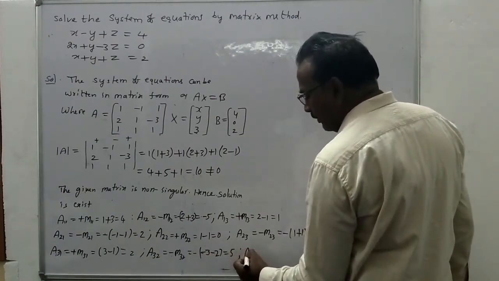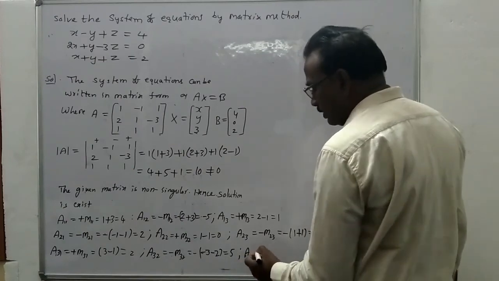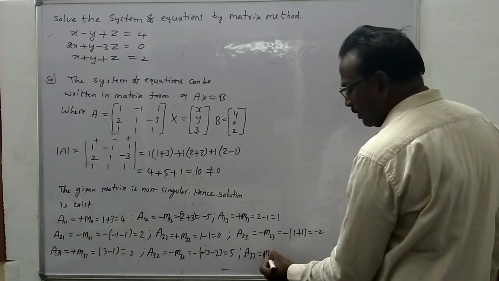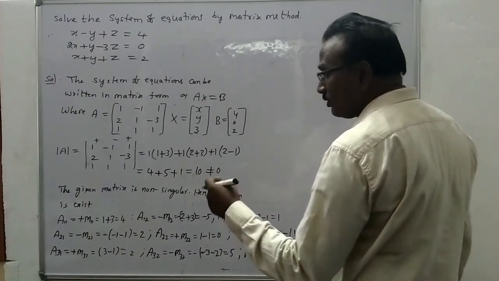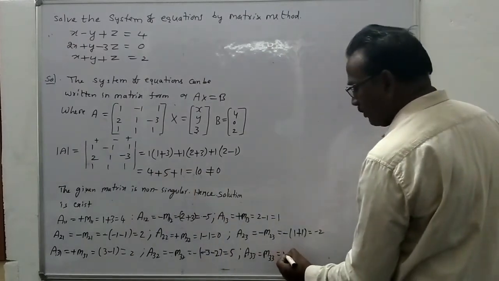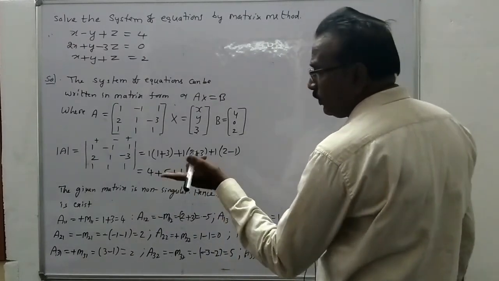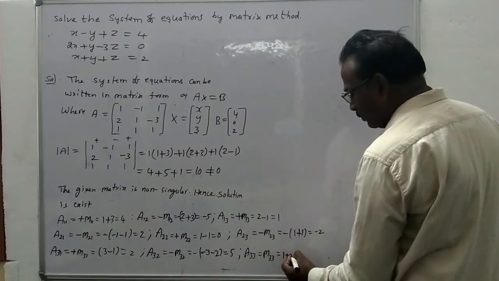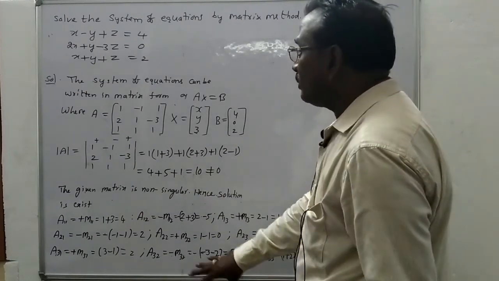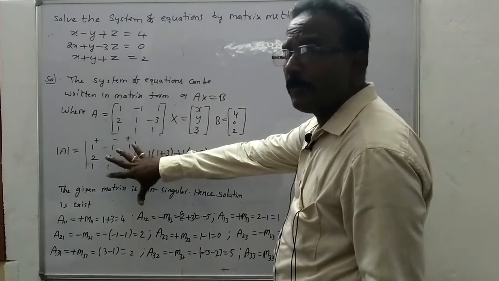Next A33: that is 3 plus 3, an even number, so the sign is plus, capital M33, which is obtained by deleting the third row and third column. So 1 into 1 is 1, minus of 2 into minus 1 is minus 2, that is plus 2. So the value is 3. So these are the cofactors of each and every element of the given matrix.